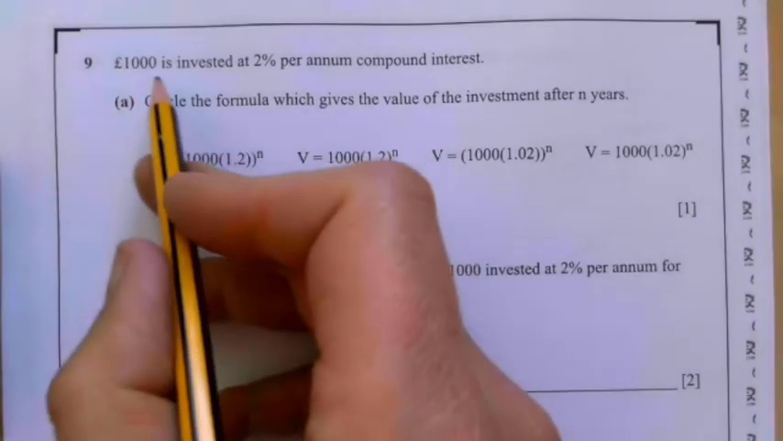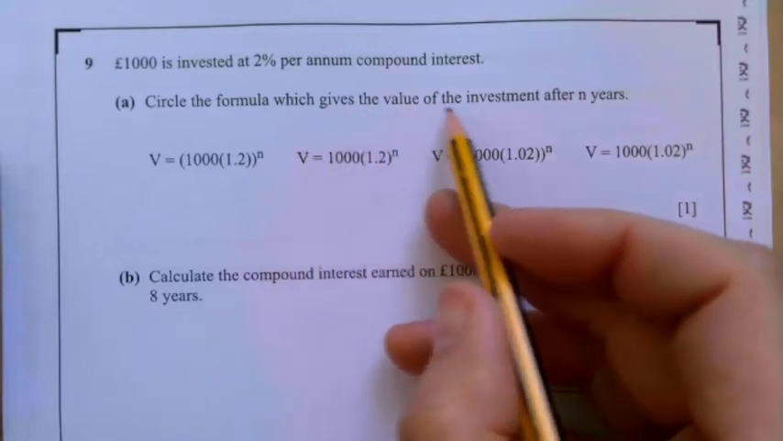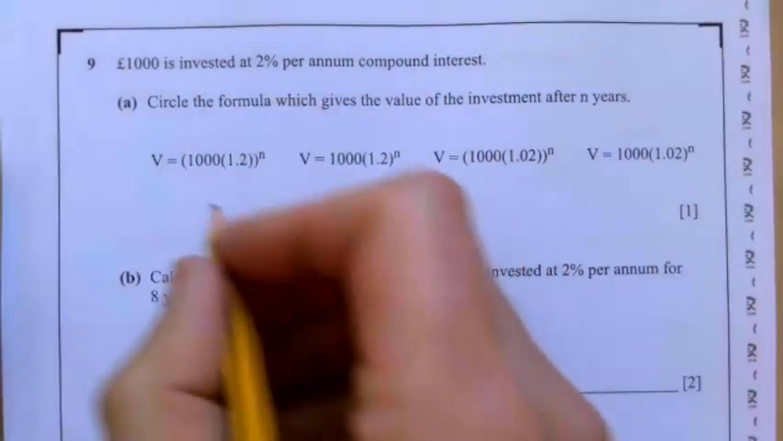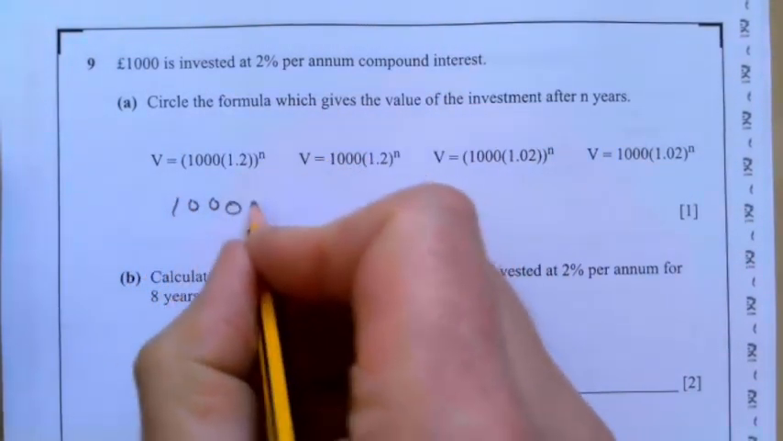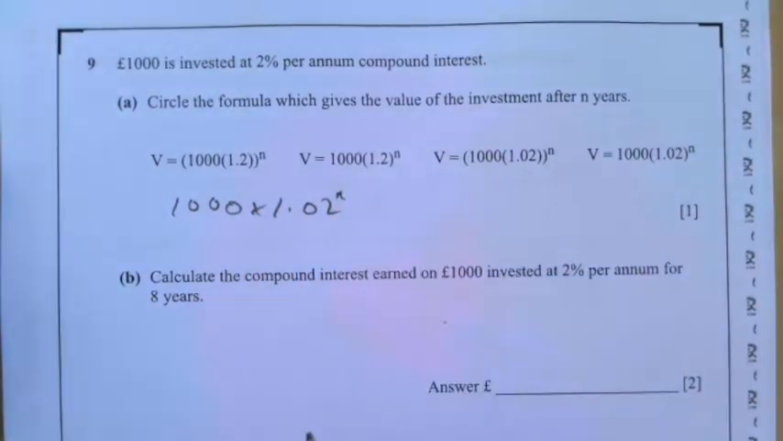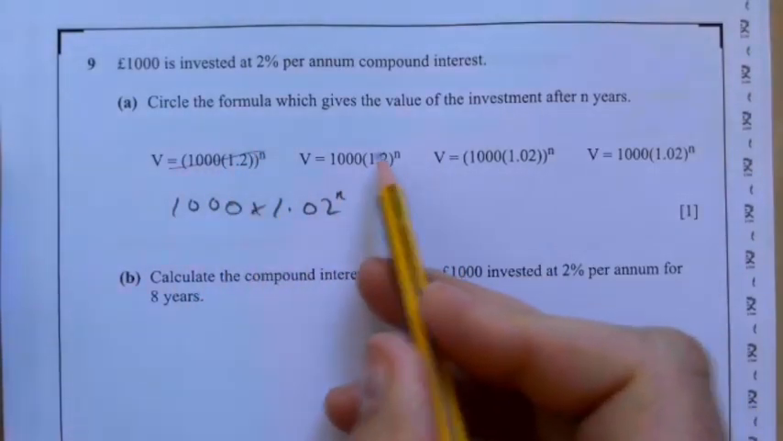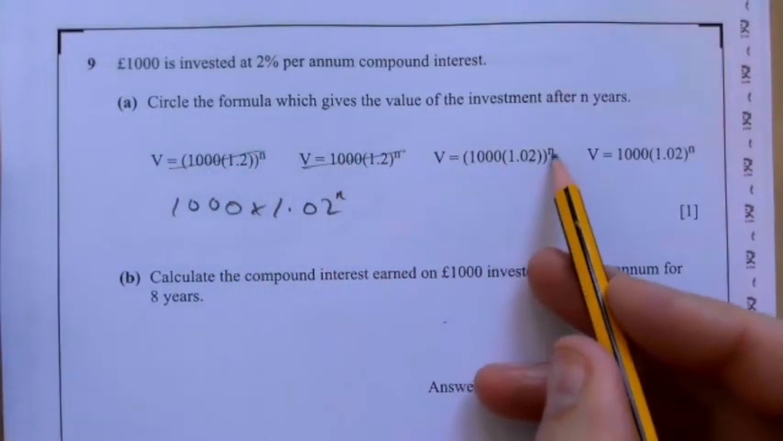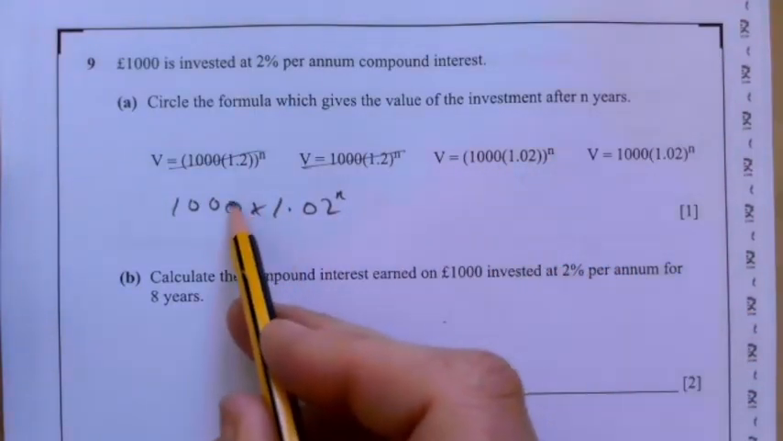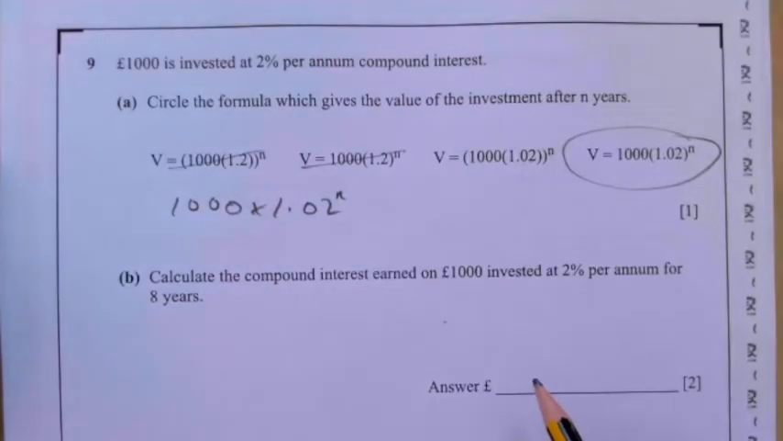Question 9 then, £1,000 is invested at 2% per annum compound interest. Circle the formula that gives the value of the investment after n years. So it will be 1,000 times 1.02, which is my 2%, to the power of n. So that's no good. That's no good. That's 1.02, but they have the n there. The 1,000 shouldn't be to the power of n, so it needs to be this one here.